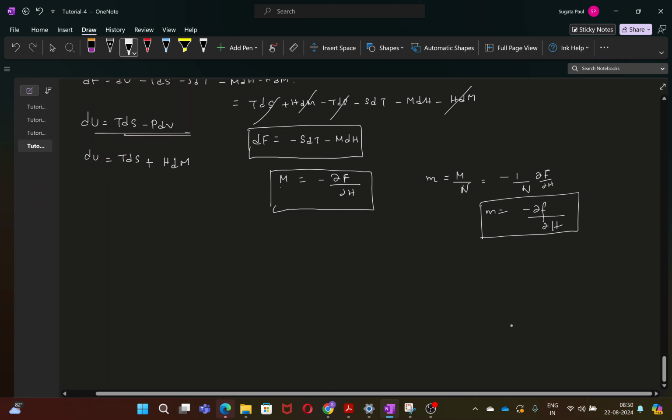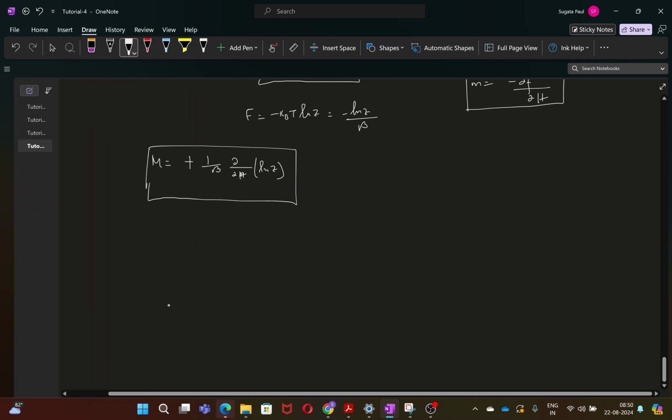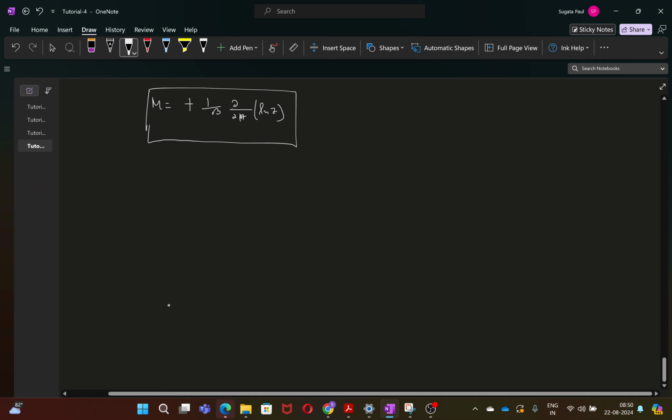Now you already know that your capital F is nothing but minus kBT ln Z, or minus ln Z by beta. So your m becomes just minus 1 by beta. This minus and this minus cancel out each other, so it is plus, then del del H of ln Z. So this is the first order derivative with respect to the field of the logarithm of the partition function. This is how it is related to the partition function of the Ising model.